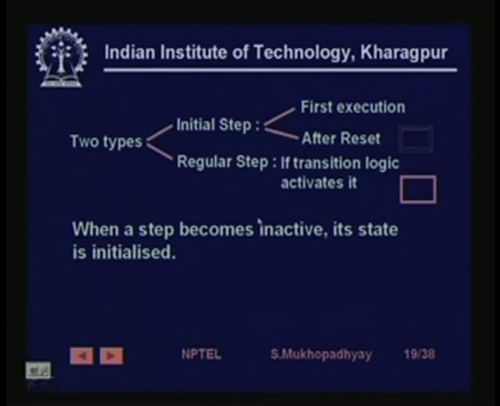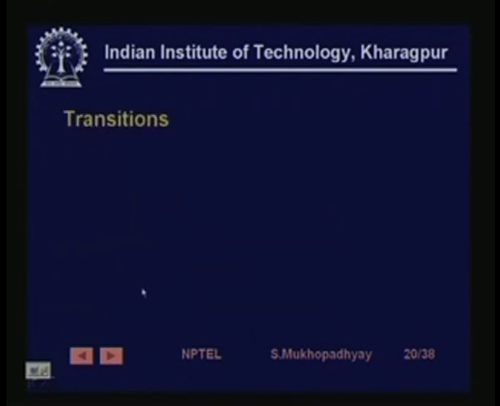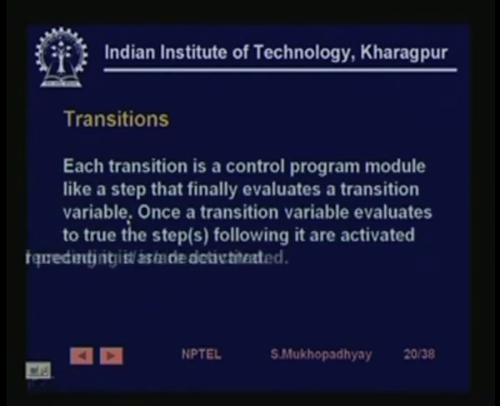So when a step becomes inactive, its state is initialized, and only active steps are evaluated during the scan. That saves time. Now we have transitions. Each transition is also a control program module which evaluates, based on available signals, operator inputs, etc., which transition conditions are getting enabled. Once a transition variable evaluates to true, then the steps following it are activated.